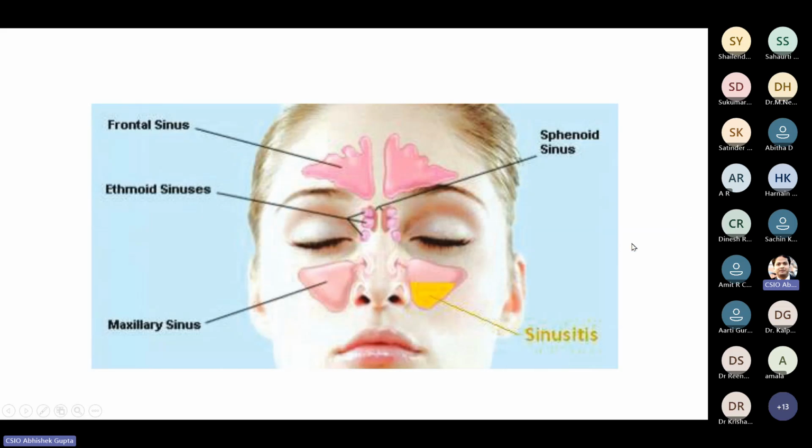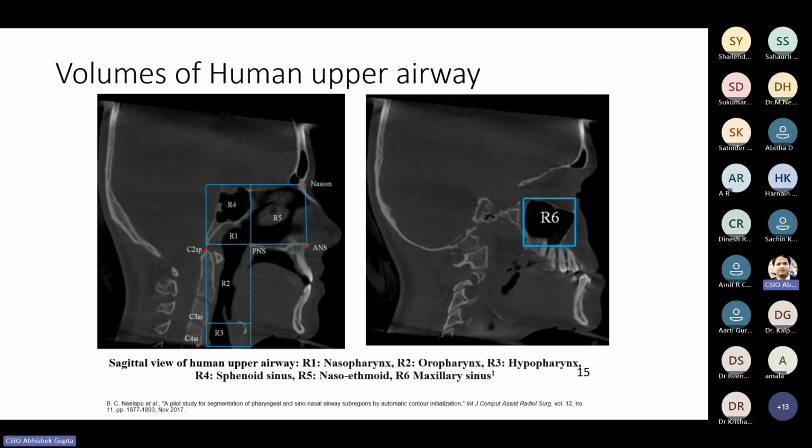Just some domain knowledge: in the human upper airway, many sinuses are there. The measurement of these sinuses is important for diagnosis and treatment planning also. There are many sinuses: maxillary sinus, ethmoidal sinus, frontal sinus, right? If we visualize those sinuses using CT images, you can see the cross-sectional area. This is a mid-sagittal view where you can see the nasopharynx, oropharynx, hypopharynx, sphenoidal sinus, nasoethmoidal, maxillary sinus. So there are many different volumes of the human upper airway. The exact volume of these sinuses and this portion is required for diagnosis and treatment planning.